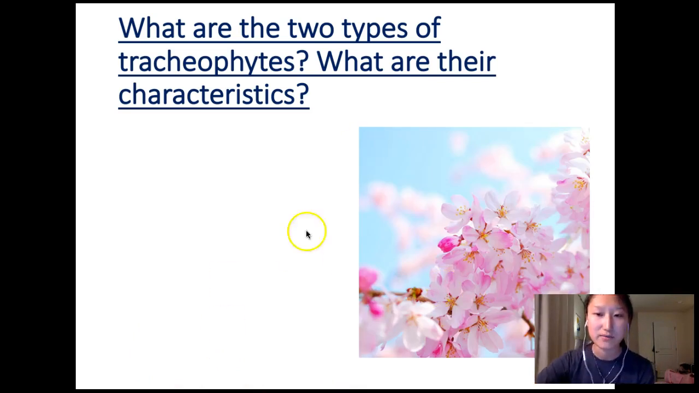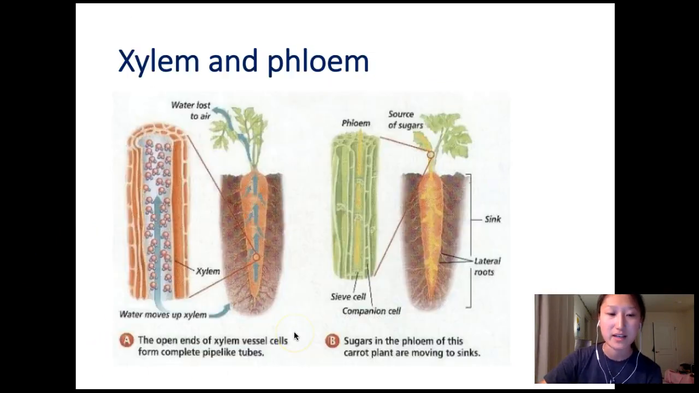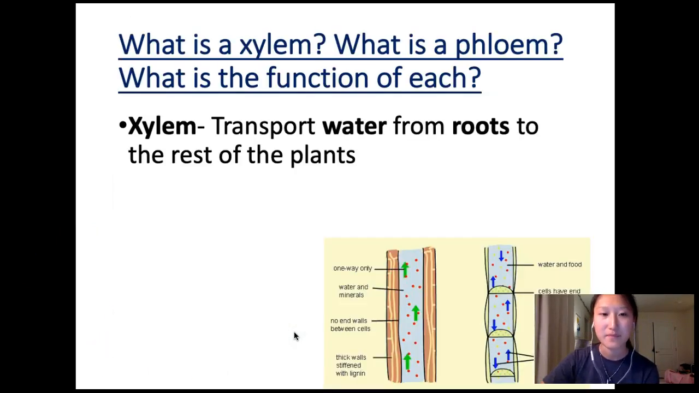This is a picture of cherry blossoms that I took. Angiosperms are flowering plants, and very often flowering plants can not only produce seeds but also fruits around the seeds. So in these plants, the seeds develop inside the ovaries of the flowers. Angiosperms can be divided into monocots and dicots. We'll talk more about that some other day.